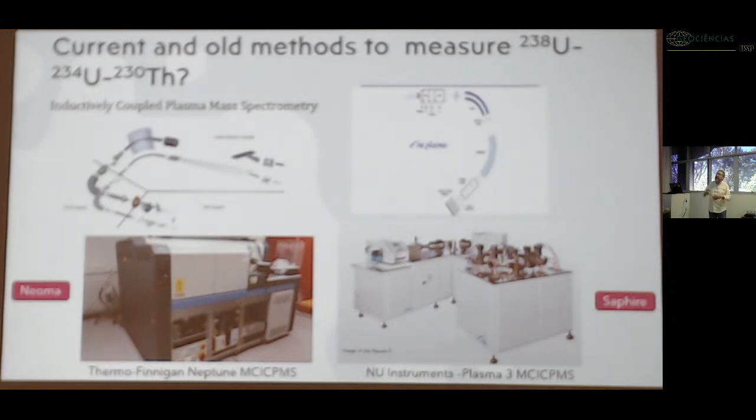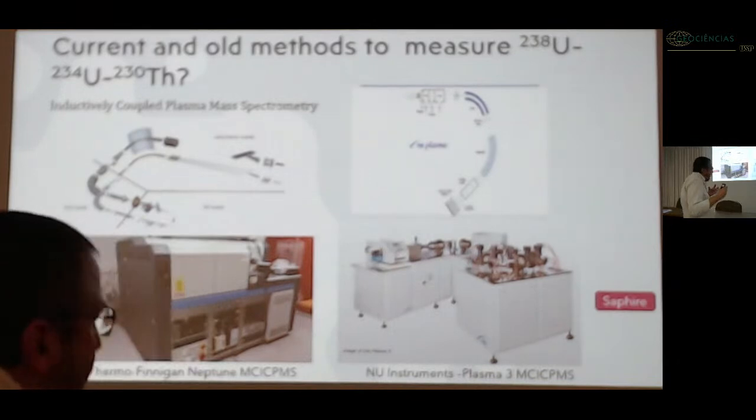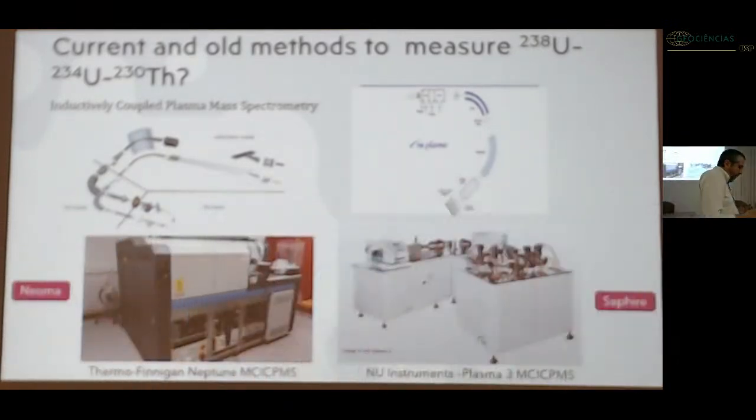Other than that, they have the same detector capabilities. They have the same magnets. It's pretty much the same electronics. And one of the things that we find with multi-collector plasmas is that because they have a very efficient ion source, they are way more sensitive than thermal ionization instruments, and therefore it enhances the precision very well.